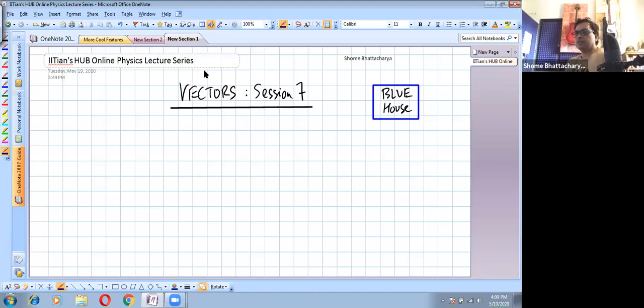Now we are coming towards the last part of vectors, and another couple of weeks and we should be done with vectors. Today's lecture we will be discussing a couple of things. One is something called direction cosines.